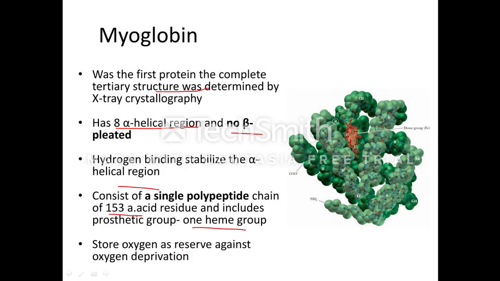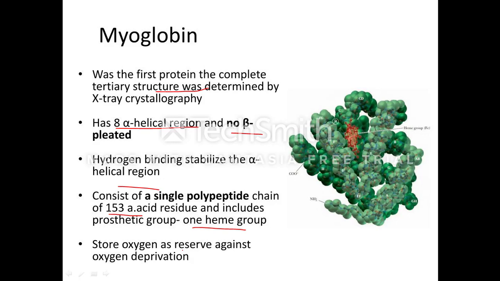So myoglobin is a relatively small oxygen-binding heme protein found in muscle cells. It is the first globular protein to have its 3D structure determined, and it has around 153 amino acid residues. It has a prosthetic group, that is the heme group, which is identical to the hemoglobin heme group. It is present in the muscles of diving mammals such as whales, seals and porpoises.